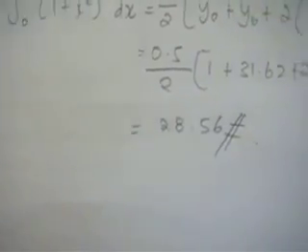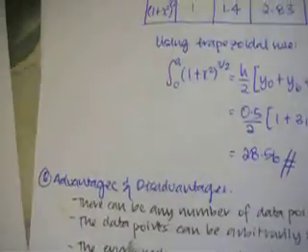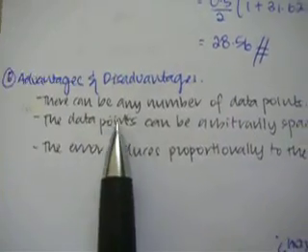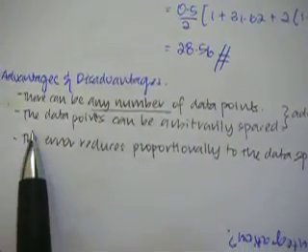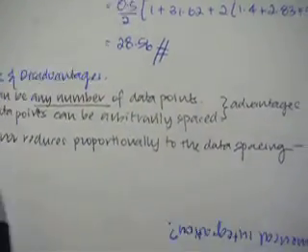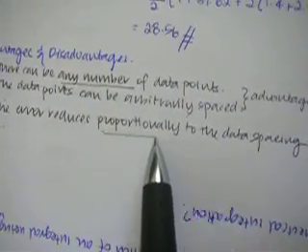So, what are the advantages and disadvantages of the trapezoidal rule itself? The advantages are that there can be any number of data points, and the data points can be arbitrarily spaced. The disadvantage is that the error reduces only proportionally to the data spacing.